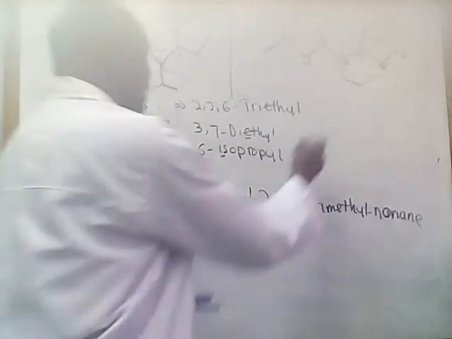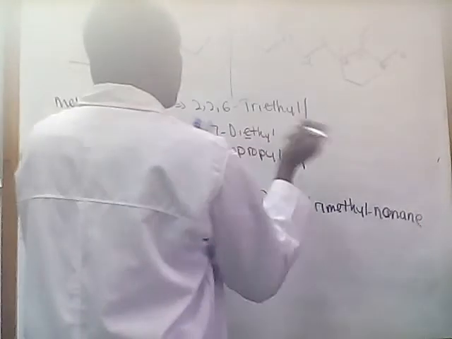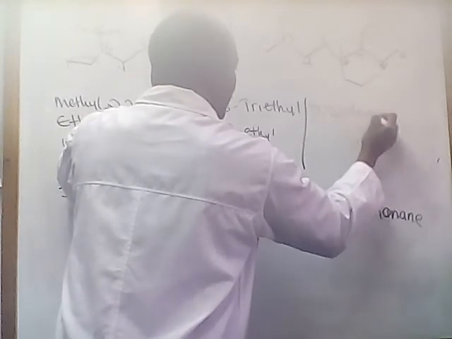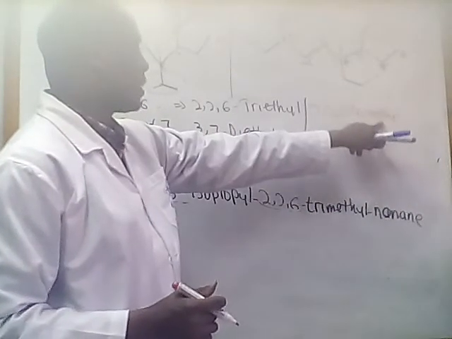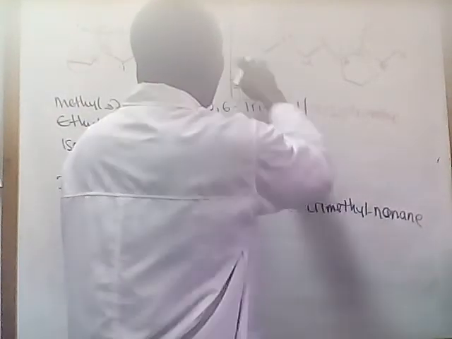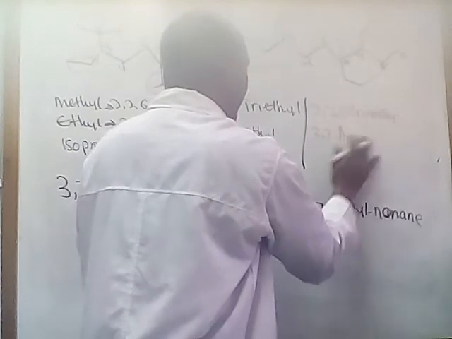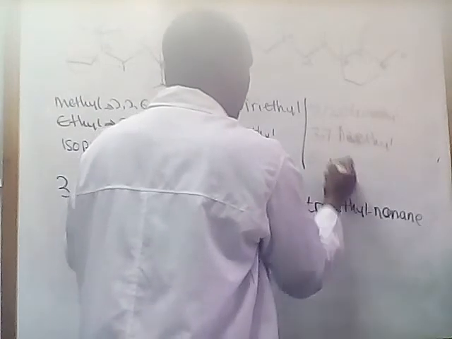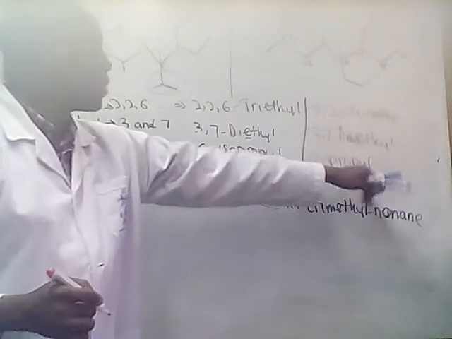In this case, the only difference I've made, okay, let me see what I have. I've got 2,2,6 trimethyl groups. Can you see well? 2,2,6 trimethyl. Then the ethyl groups are still on carbon number what? 3, and then also number 7, 3,7 diethyl, and then I've got what? 6 propyl, yeah. I've got propyl on carbon number 6.